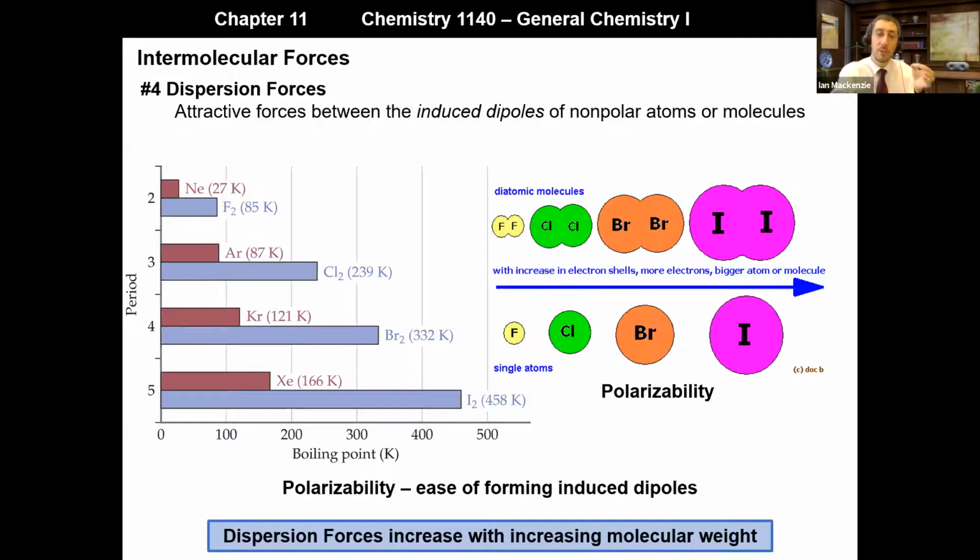And as a result, dispersion forces increase with molecular weight because the polarizability increases with molecular weight, and thus the magnitude of the induced dipole, leading finally to the magnitude of the attractive forces between those induced dipoles.